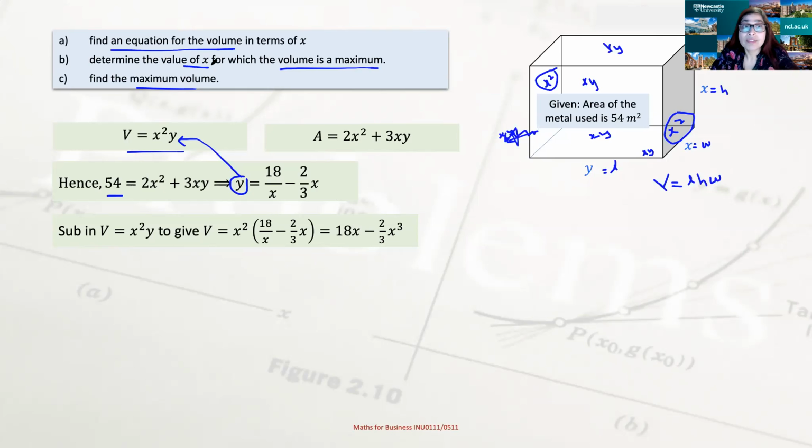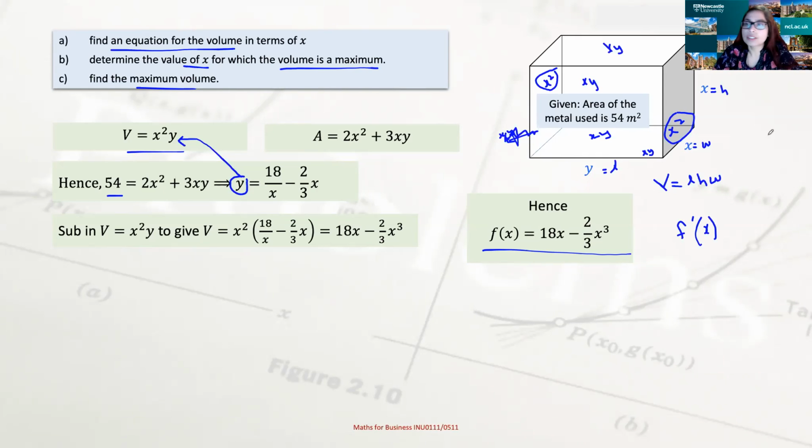The second thing is to find the value of x for which the volume is maximum. So how do you find the maximum volume? You can differentiate it. The first derivative will help you find it. So we have to find f prime of x, the first derivative. This is your task. So find the first derivative, and you get 18 minus 2x squared. And to see whether it is a maximum or minimum value, you have to find the second derivative and substitute the stationary point. So first, let's find the stationary point.